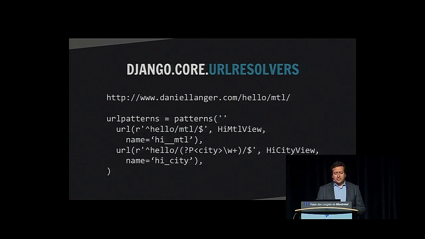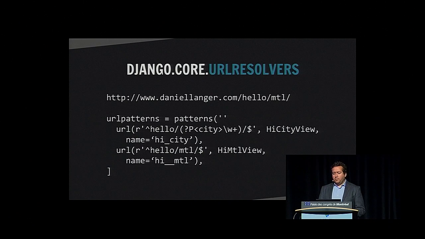In this case, I've got a small pattern block at the bottom there in what's called a URL conf. And it shows two different ways you can make that mapping. The first one is simple. It's just saying, let's map /hello/mtl to hi_mtl view. It just does a direct string mapping. And the second one, though, is a little more complex. It's using a regular expression. And it's saying, I want to map /hello/anything alphanumeric to hi_city view. So if you made a request like /hello/Toronto, you would end up there.